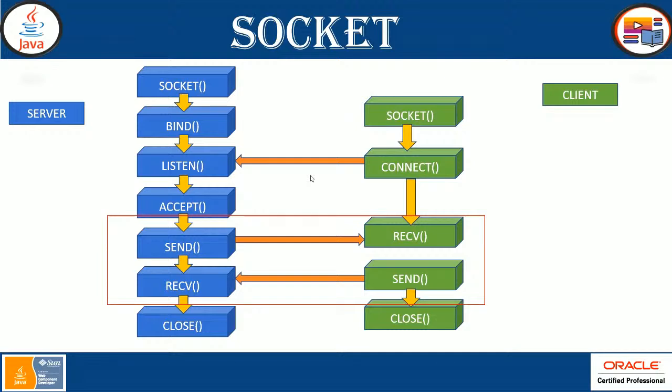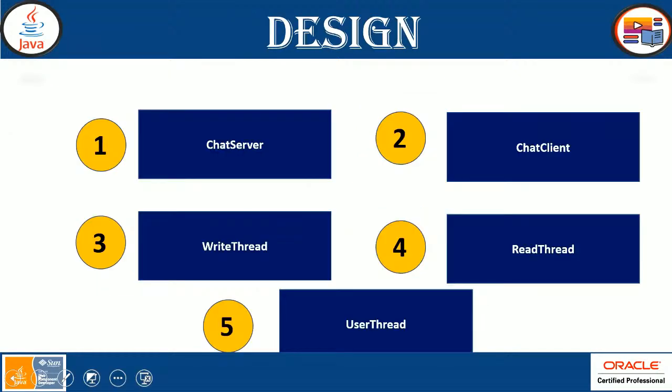So in this way, both can share their data and information and messages to each other. So as per the design of the group chat application, the design goes like this. There will be 5 contexts.